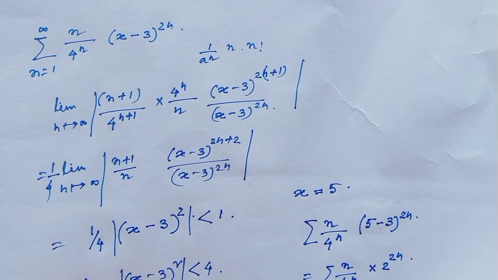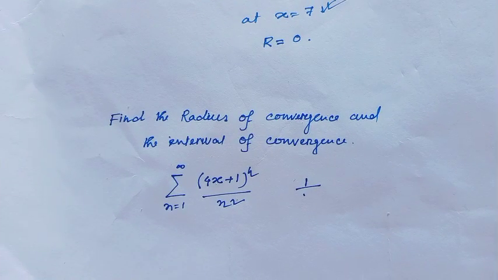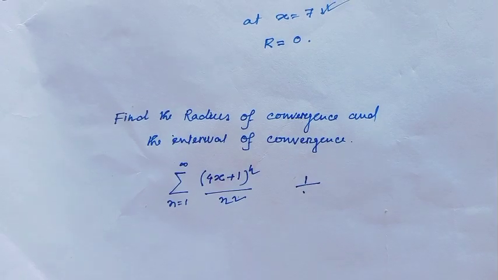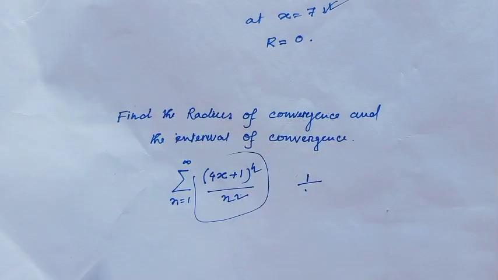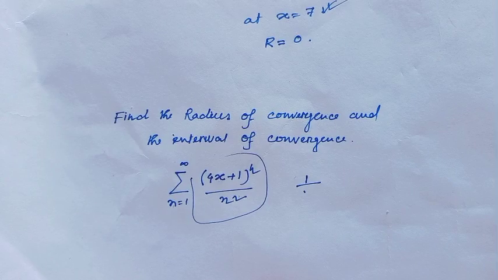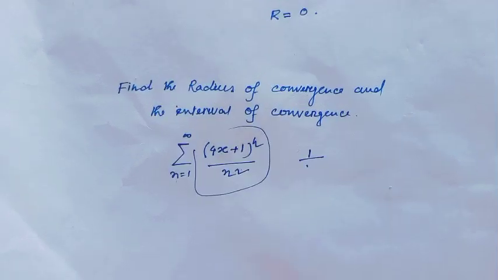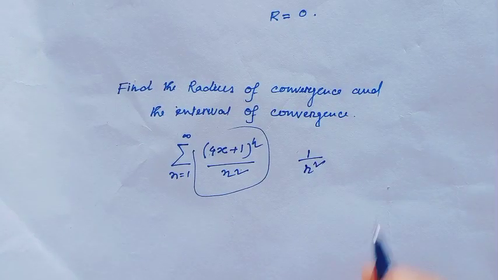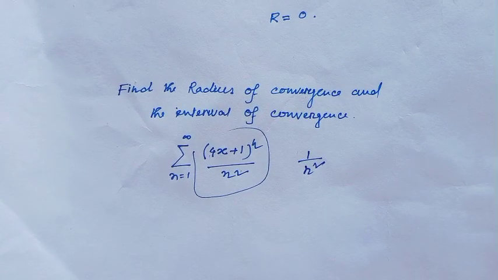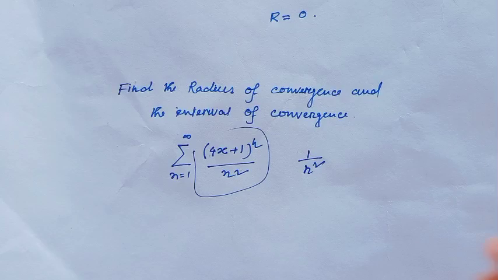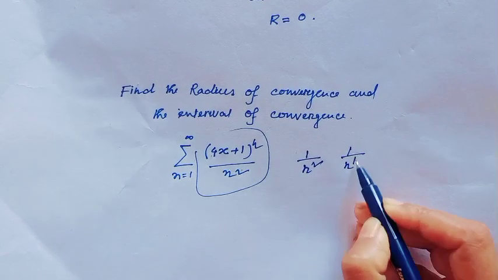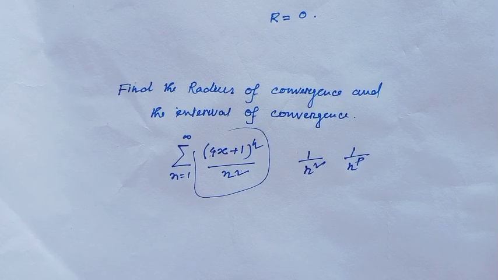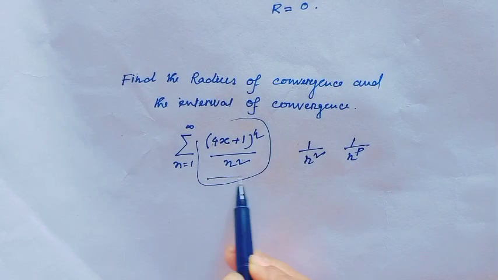Okay? Our next question, find the radius of convergence and interval of convergence of this power series. Notice, here also I will use the ratio test because here we have 1 over n square. I will tell you, when the series looks like 1 over n to the power p, then always I will use the ratio test. Like the ratio test, here this is a_n.